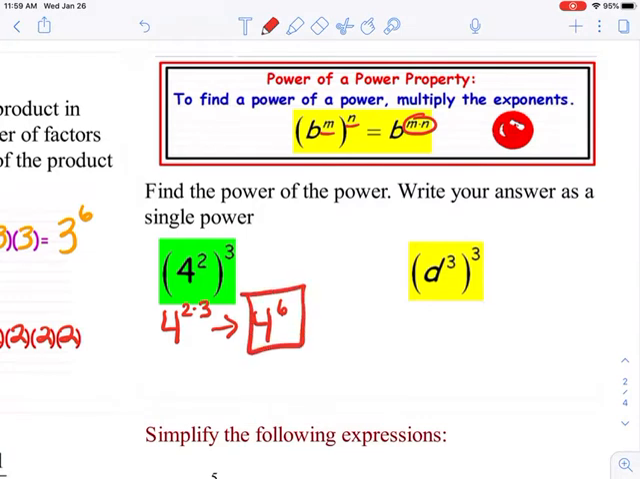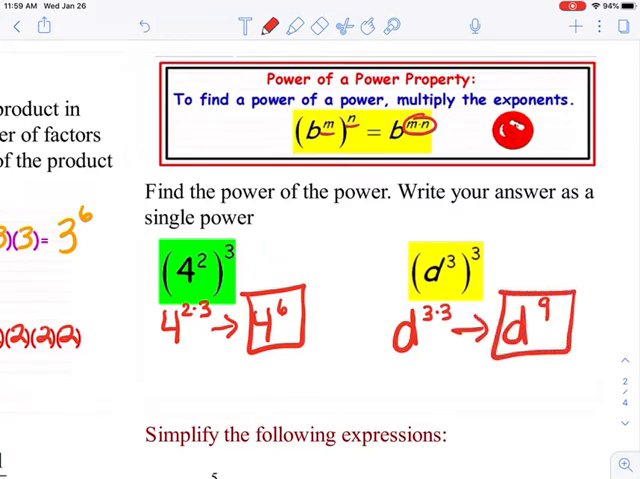Same thing over here. I have d to the third raised to the third power, power to power. The rule is I have to multiply. So this is d to the 3 times 3 power, which would be d to the 9th. Power to power, we just go ahead and multiply our exponents.